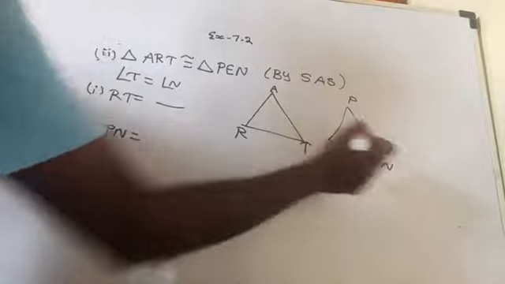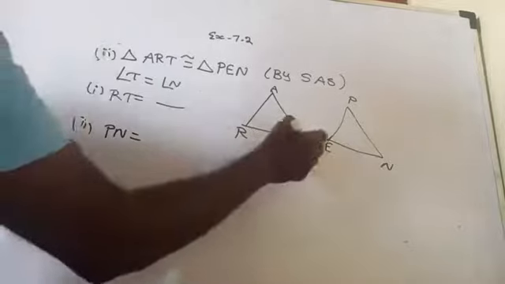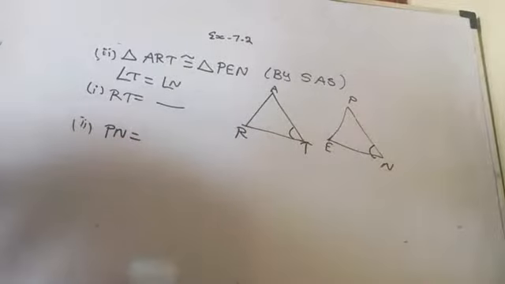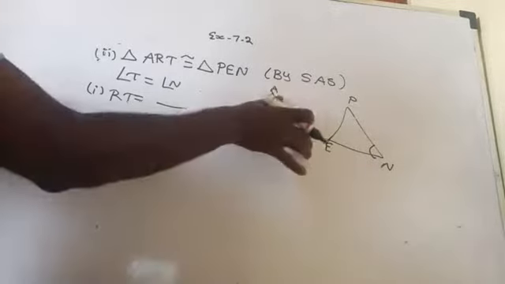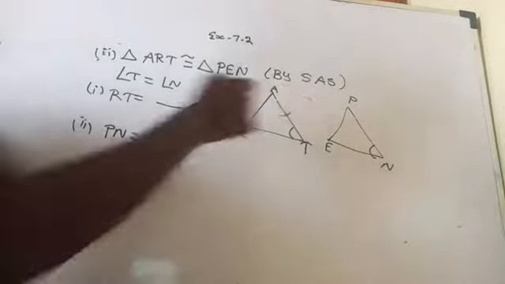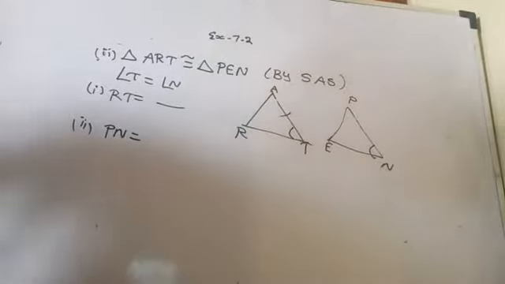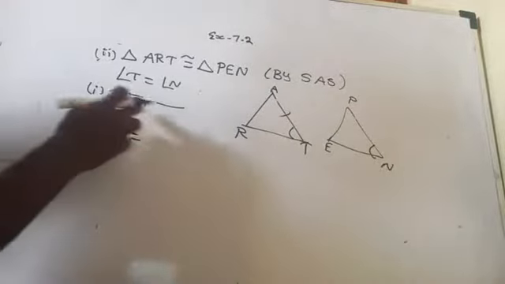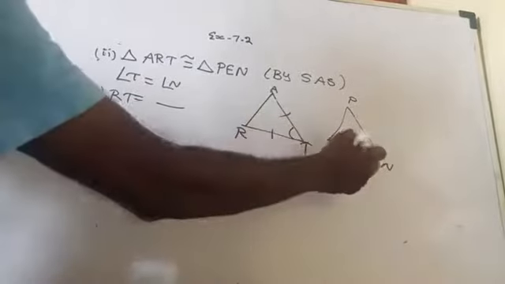Okay. Then angle T equal to angle N, it is given. So SAS means what? One angle is included between the two sides. So this angle T should be included between the side AT and RT. Here the angle N is included between the sides, what are the two sides? PN and EN. Okay. So RT means what? This side. So this side should be equal to side EN.